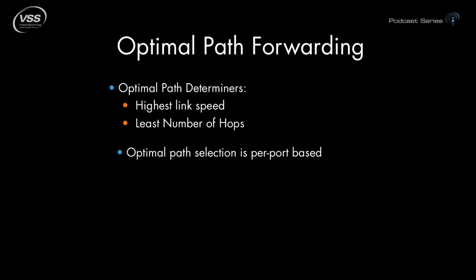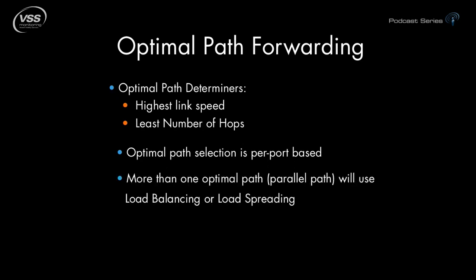The optimal path selection is based on each port individually, so each port in the vStack Plus system will be calculated into that optimal path selection and forwarding. If there is more than one optimal path, for example, if you're using parallel paths, it will use a load balancing or load spreading method in vStack Plus to maximize the throughput through those parallel paths.